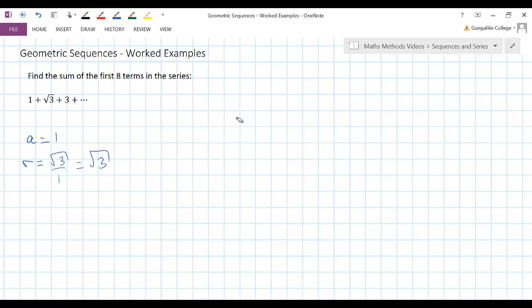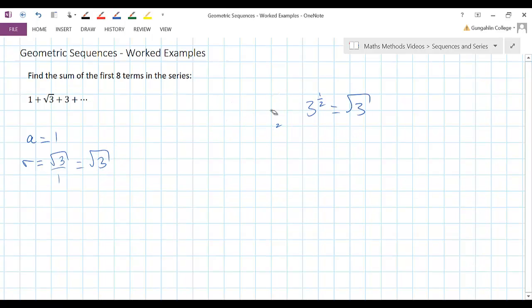Okay, that is an awful square root sign. 3 divided by root 3. Well, it's a little harder to see how this cancels. Maybe fractional indices would be a better way of doing this. That's 3 to the half. So the power here is 1, the power there is a half. Subtract the indices, I get 3 to the half. 1 minus a half is a half. That's the square root of 3, which is the same thing. Okay, so that's what our common ratio is.